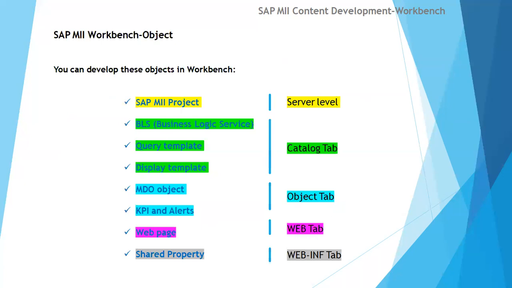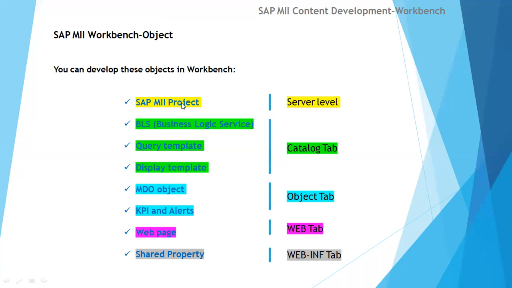Coming to next. So here we can see what all objects we can create in SAP MII Workbench. I will go through all this object creation in my next session one by one: how you can create different types of objects and how they will be placed in different tabs. On the left-hand side you can see the SAP MII project, the server-level object that can be created in SAP MII Workbench.